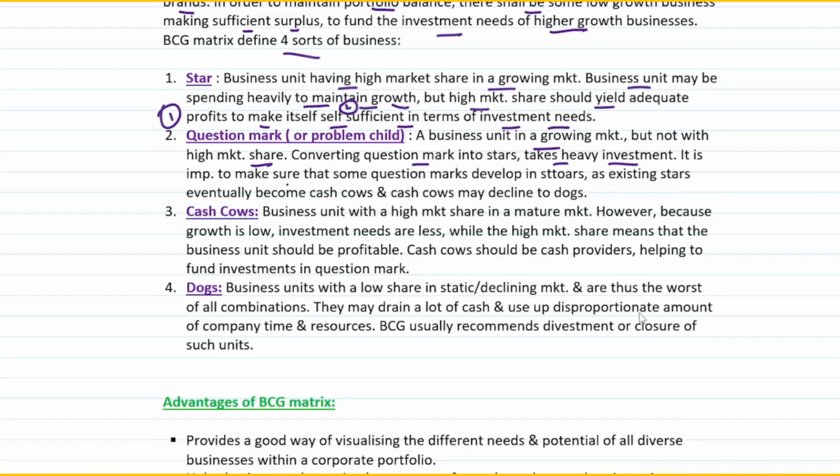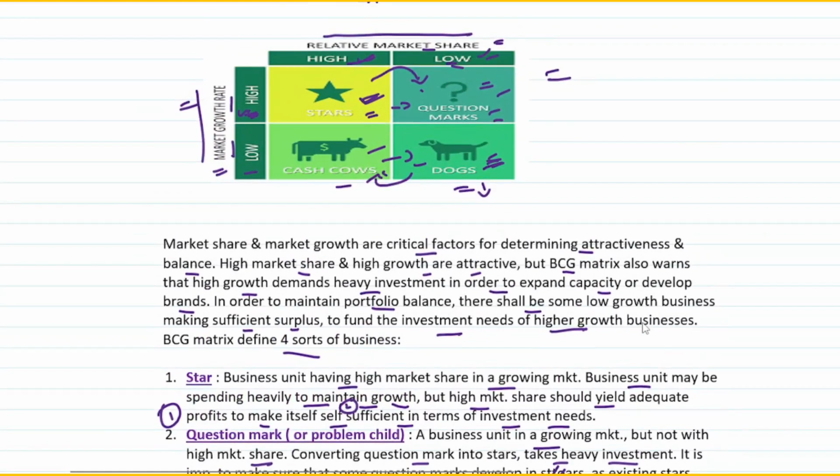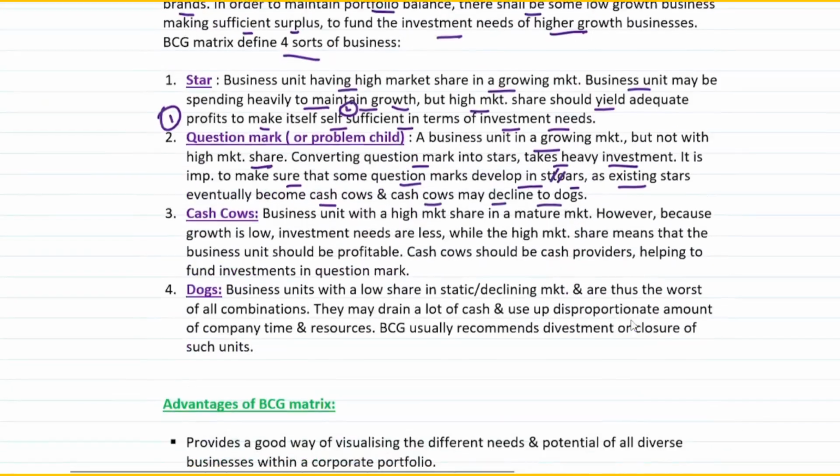It is important to make sure that some question marks develop into stars, as existing stars eventually become cash cows and cash cows may decline to dogs. So that's the state that we are talking about. Please do understand that every question mark, the next level they should be moving to should be that of a star. Because that's what indicates a high market growth and high market share, and that's what everyone aspires to. Eventually these stars will turn out to be cash cows and then dogs. But when it is at the stage of a question mark, you should ensure that it becomes a star. That's what your concentration should be on.